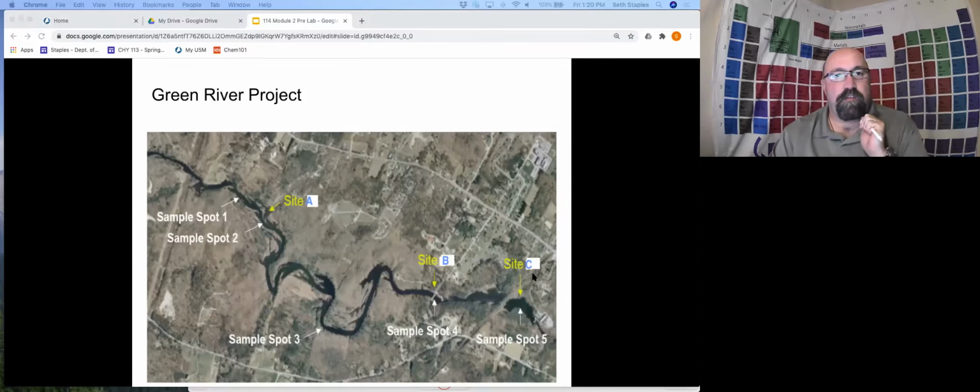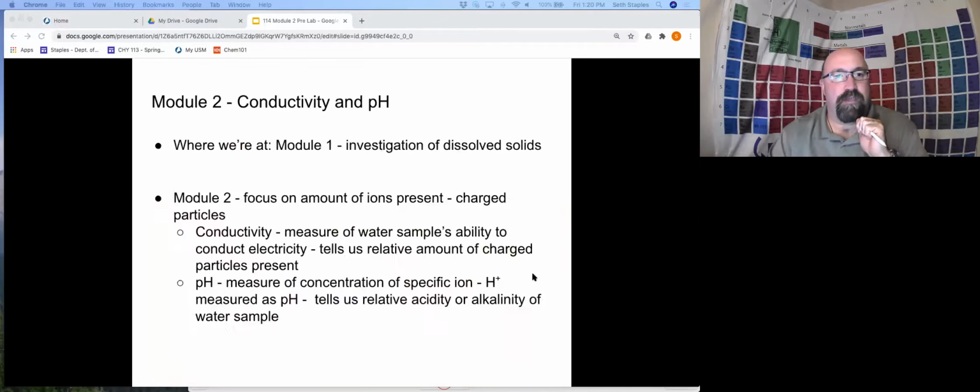If we think back and look at where we're at with things now, in Module 1, we conducted an investigation of the dissolved solids within the river. We looked at TSS, the actual physical mass of solids per liter of water. We also looked at quantifying the clarity of the water by looking at turbidity. Today we move on from looking at actual dissolved particles to focusing on the amount of ions that are present.